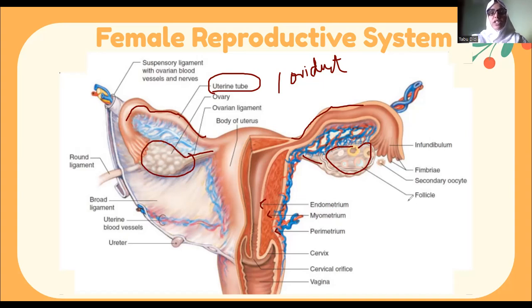The ovary is responsible for doing what? For producing the eggs. That is the female gamete, right? So the eggs will be made, produced, matured, and when they are ready to be fertilized, they will be released. Okay, and then they will be passed on into this oviduct.